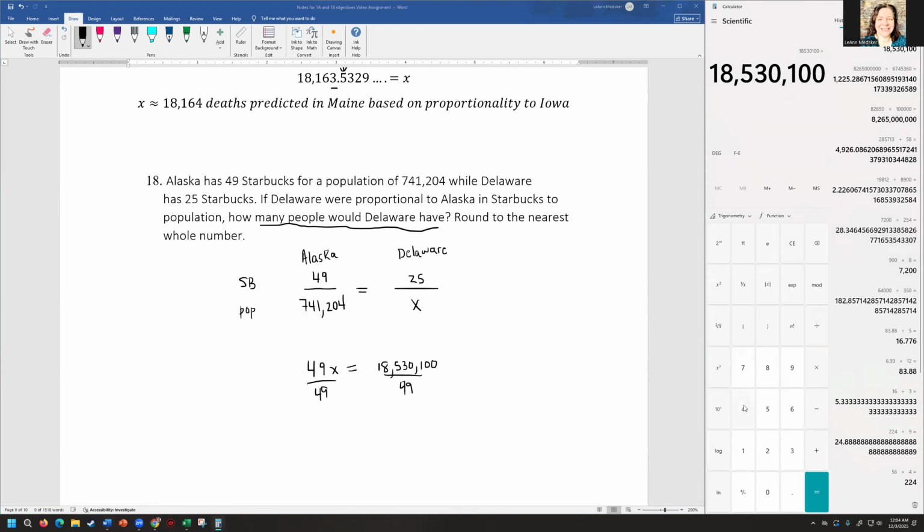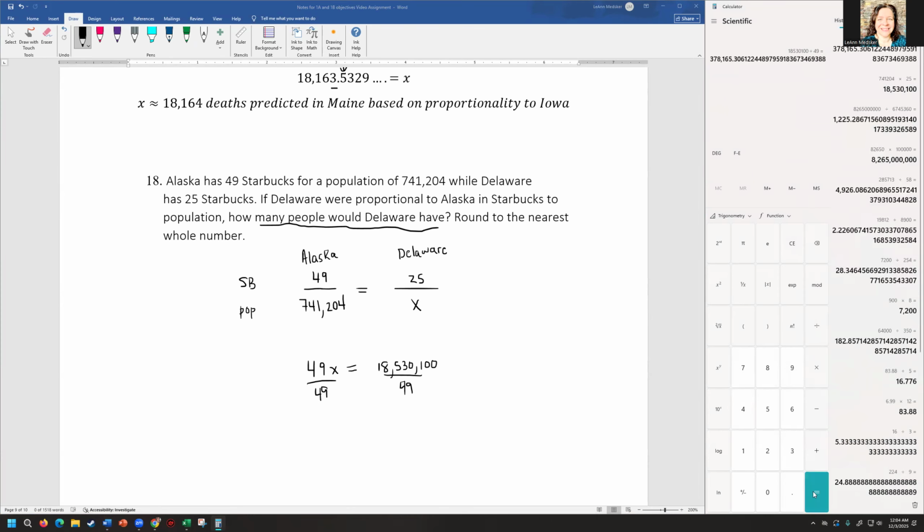I'm going to do that over here on my calculator. And I'm going to look at writing this out just a little bit, and then I will round it. So I've got 378,165.306... So just go a few decimal places beyond where we're rounding. Rounding to the nearest whole number means the ones place, which has a 5 in it. You look at the digit behind it, it's a 3, which is not a 5 or bigger. So this is going to stay a 5.